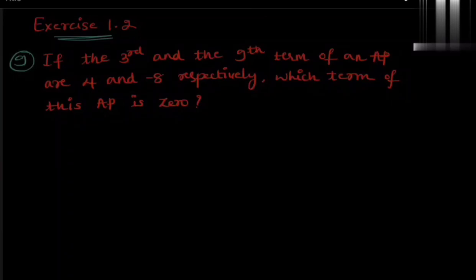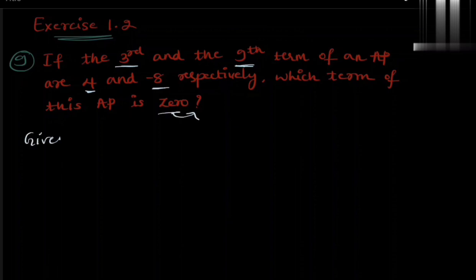In this class, we do the ninth problem of exercise 1.2 of an AP. Here the question is, if the third and ninth term of an AP are 4 and minus 8 respectively, which term of this AP is 0? So here they have given the third term and the ninth term. That is, the third term is 4 and the ninth term is minus 8. So here we want to find: 0 is which term?